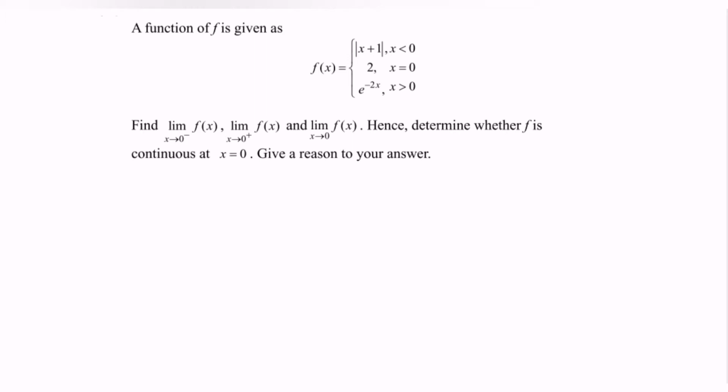In this video, we are going to discuss an example for limits and continuity. Kindly refer to the question. A function f is given as shown, where we have the function in the situation. Find the limit when x approaches 0 from the left for the function f(x). Next, find the limit when x approaches 0 from the right for the function f(x). And finally, determine the limit when x approaches 0 for the function f(x).